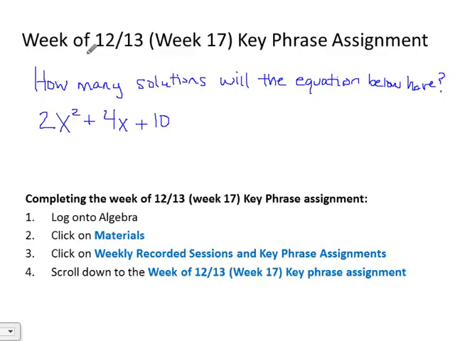So we learned about how we can find the discriminant of a quadratic equation, which will allow us to know how many solutions we can expect when we go to solve the quadratic equation. Here, I don't want you to actually solve this quadratic equation. All I want you to do is tell me how many solutions. You're going to calculate the discriminant, and the discriminant will let you know how many solutions the equation 2x squared plus 4x plus 10 will have.